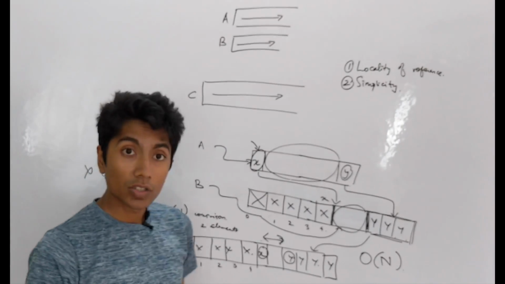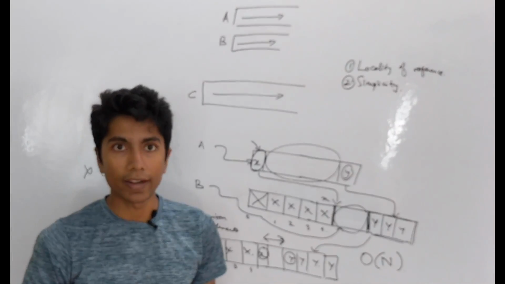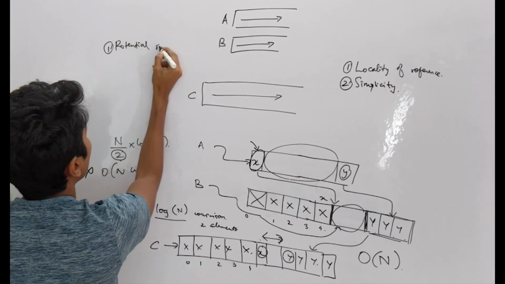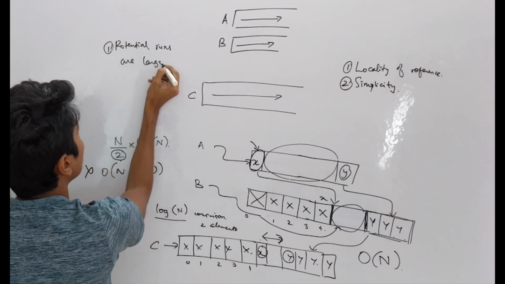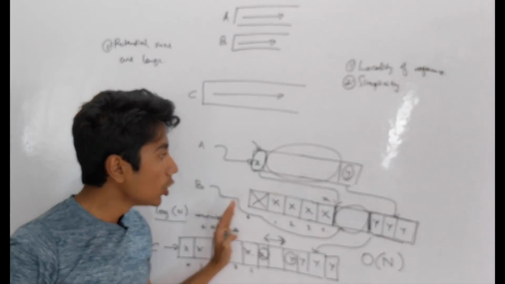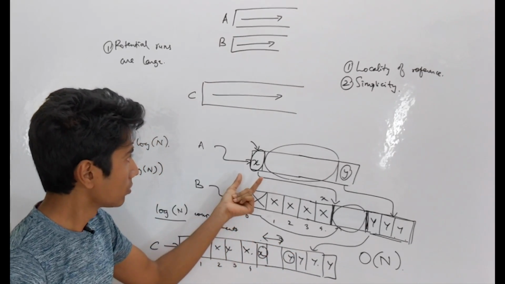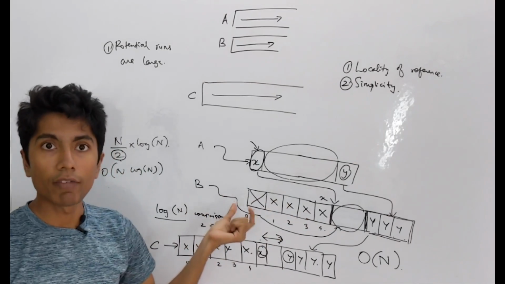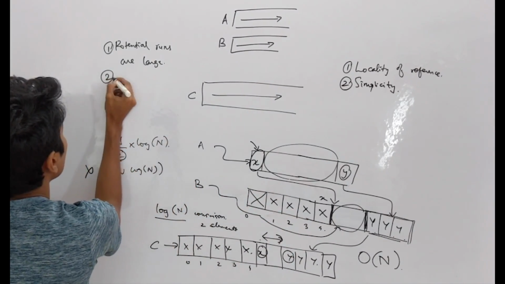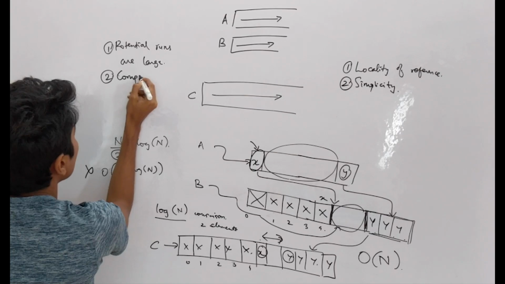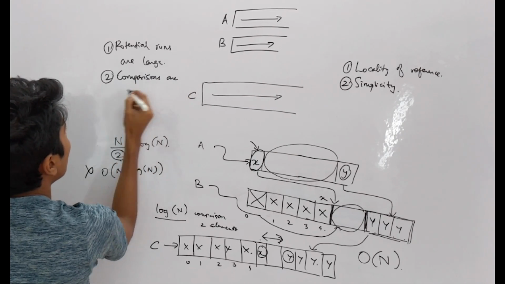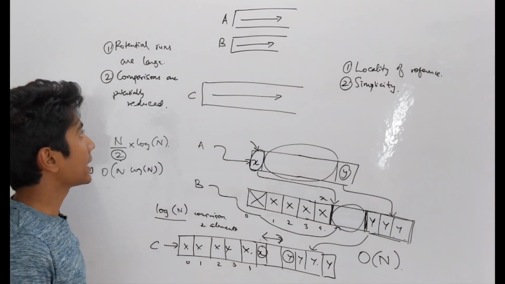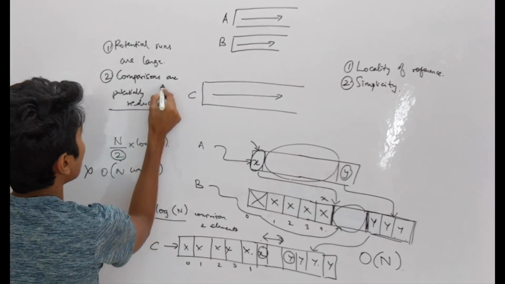On the other hand, there's some advantages of finding the corresponding index also through binary search. The first one is that potential runs are large. So maybe you'll be able to skip a lot of elements, and binary search can give you that. Maybe the corresponding index is far ahead for X, which means that you save on a lot of elements. And the second thing is comparisons are potentially reduced.